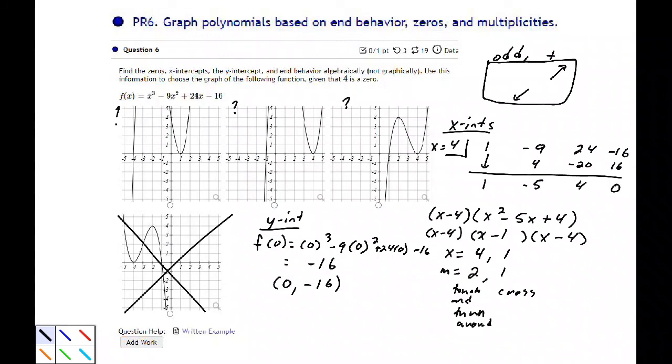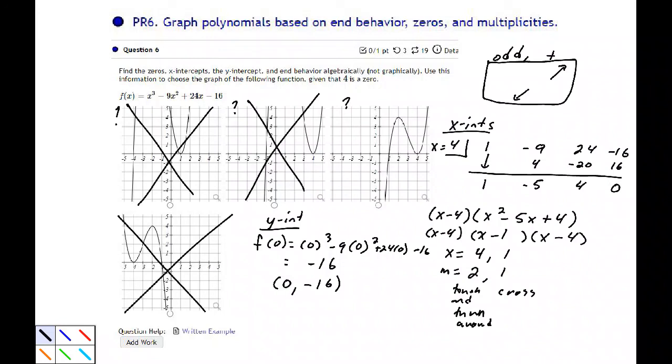Next, we might look at our x-intercepts. So the first graph has an x-intercept of negative 4 and an x-intercept of 1. Well, our x-intercepts should be 4 and 1, so that one cannot match. First graph's out. Our second graph has two x-intercepts. One of them is -1, and the other one is 4. That again does not match. That graph is out.